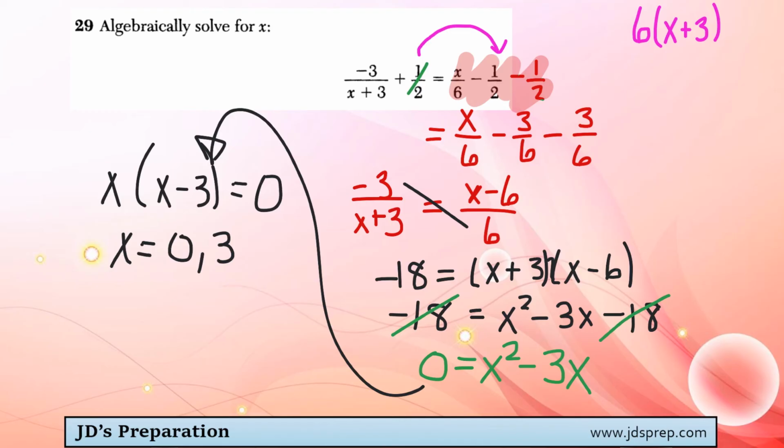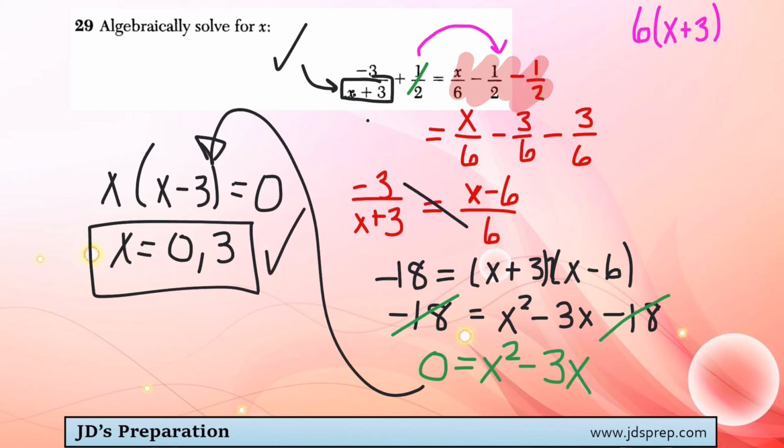And then we should just double check our answers, since we were dealing with fractions in the original question, that there are no non-permissible values. In other words, if we replace x with one of our answers, do we get 0 in a denominator? And here you can see we've got x plus 3 in the denominator. If we replace x with 0, we do not get 0 in the denominator, because 0 plus 3 is 3. And if we replace x with 3, we would get a denominator of 6. So that checks out, and both of these would be correct solutions.